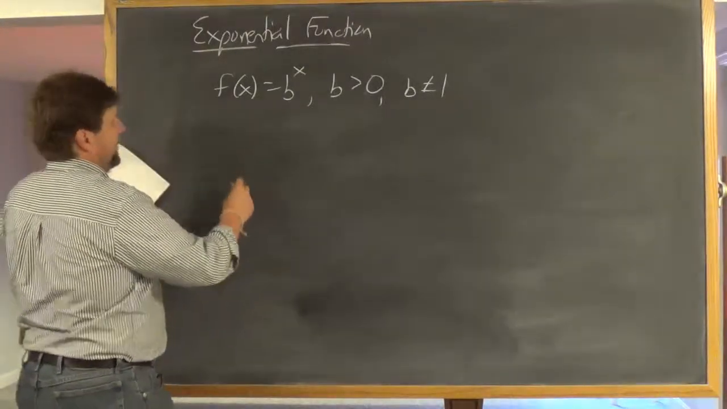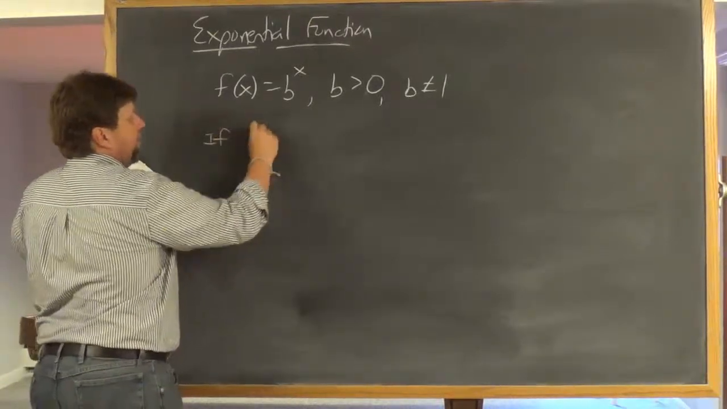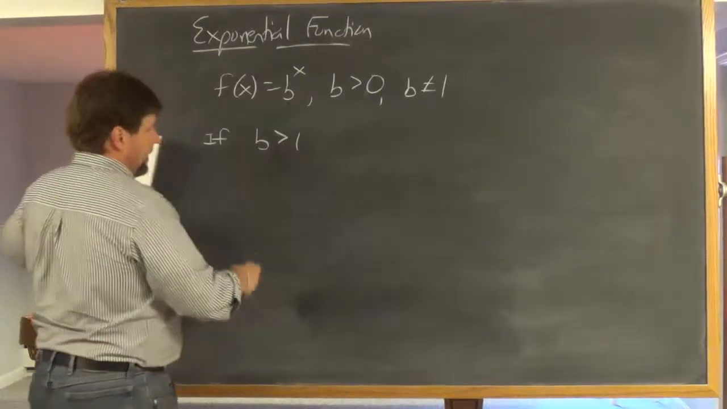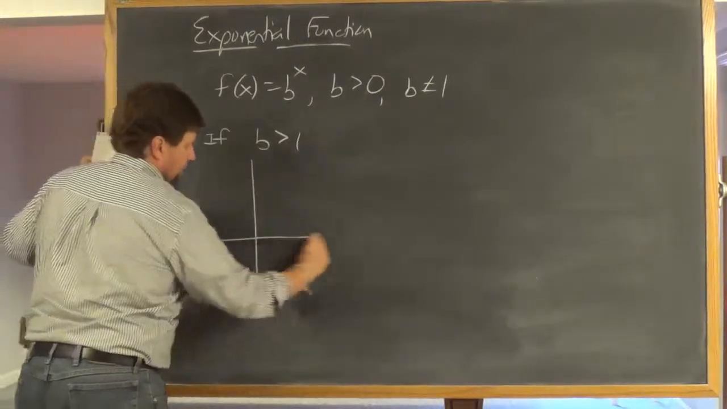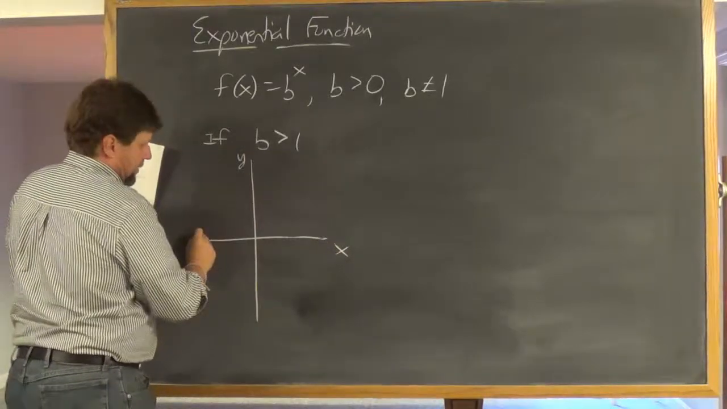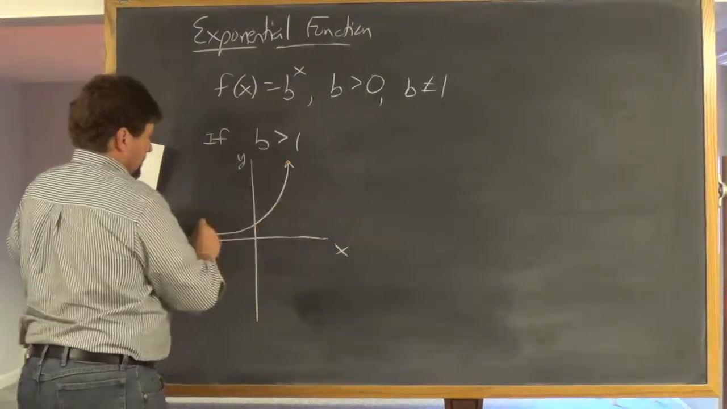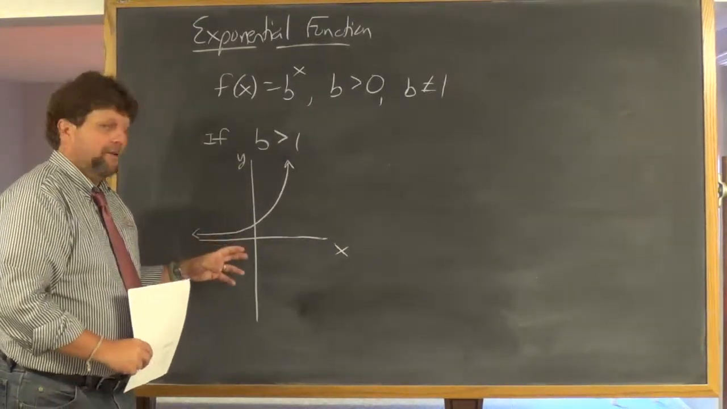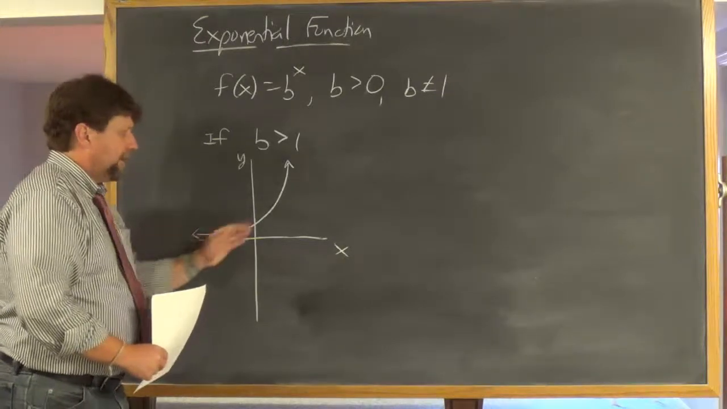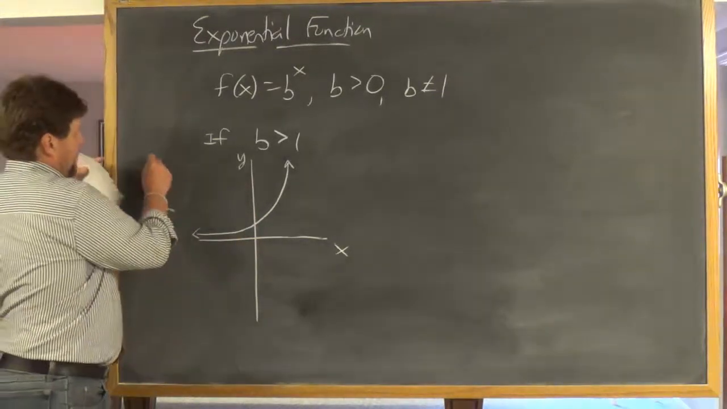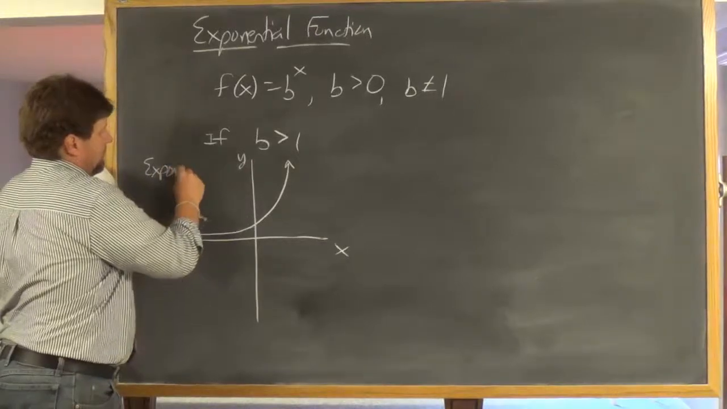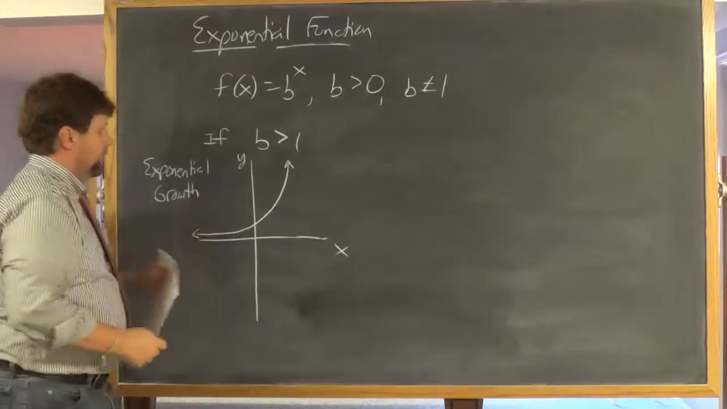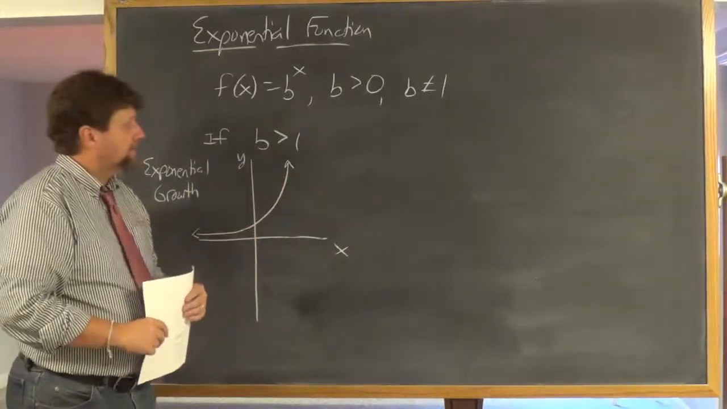The first one is if the base, this number here, is larger than 1. If it's larger than 1, then the graph of the exponential function is going to do something like this. And I do expect you to know this, and I would like you to know that this type of shape is called exponential growth. Okay, kind of like Bill Gates' bank account.